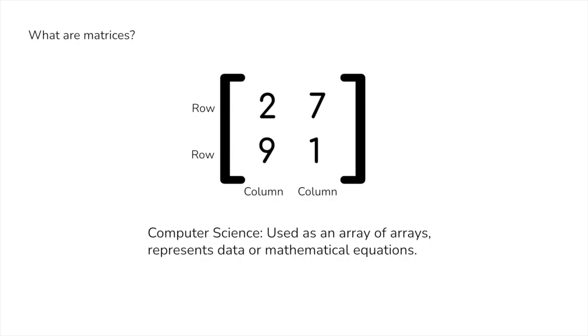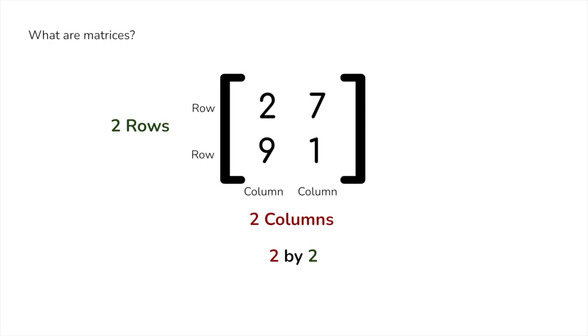Matrices are an arrangement of numbers in a rectangular shape, in rows and columns. We use matrices to help represent equations or to represent data for computer science. We represent a matrix's dimensions by its rows and columns.